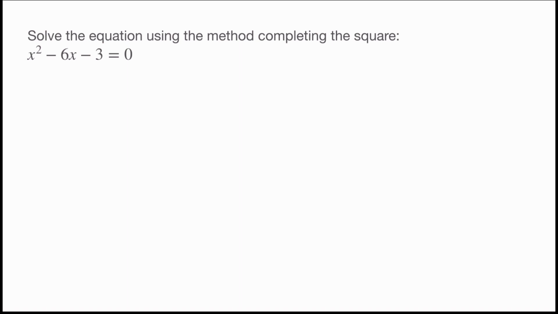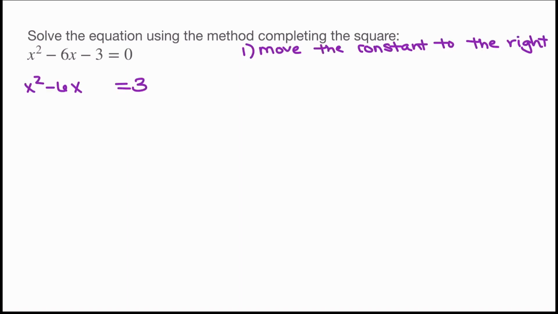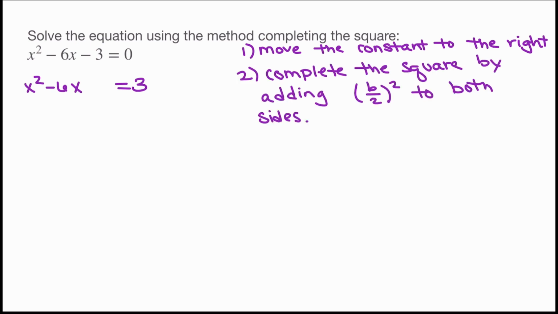And so the first step is you're going to take your constant and move it to the right-hand side. So you just want the x squared and the linear term on one side of the equation, constant on the other side. So I have the equation x squared minus 6x minus 3 equals 0. So I'm going to add 3 to both sides. Then the second step is to complete the square.